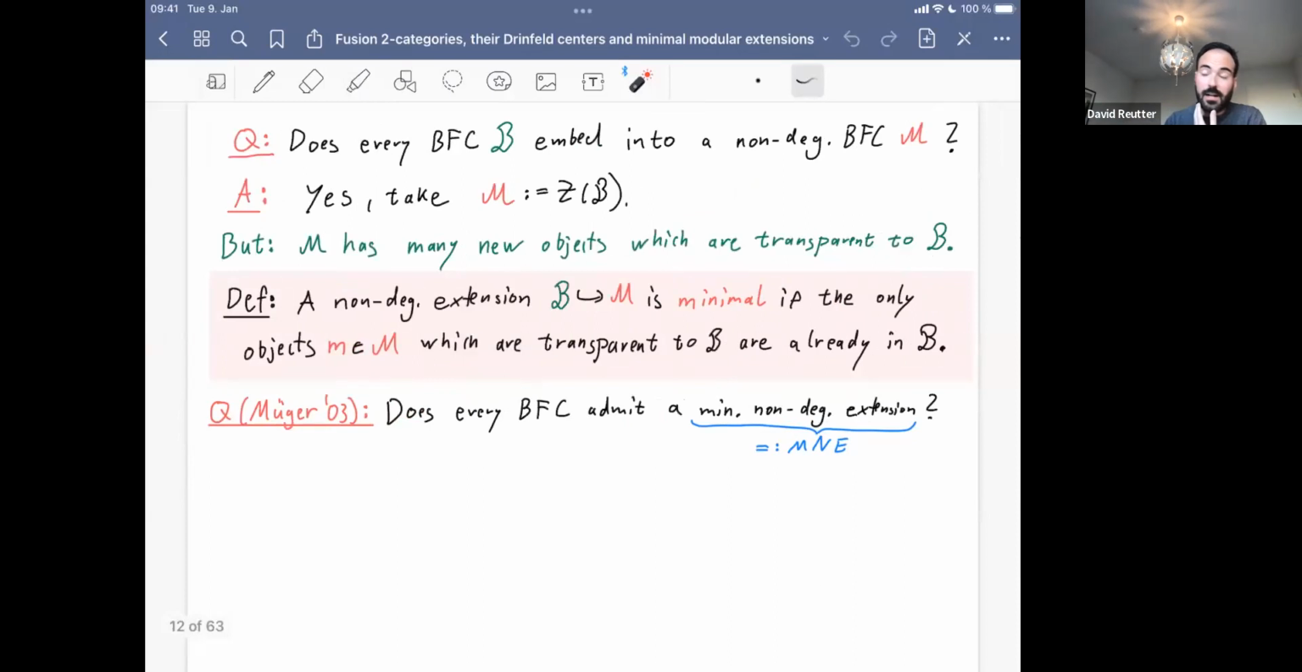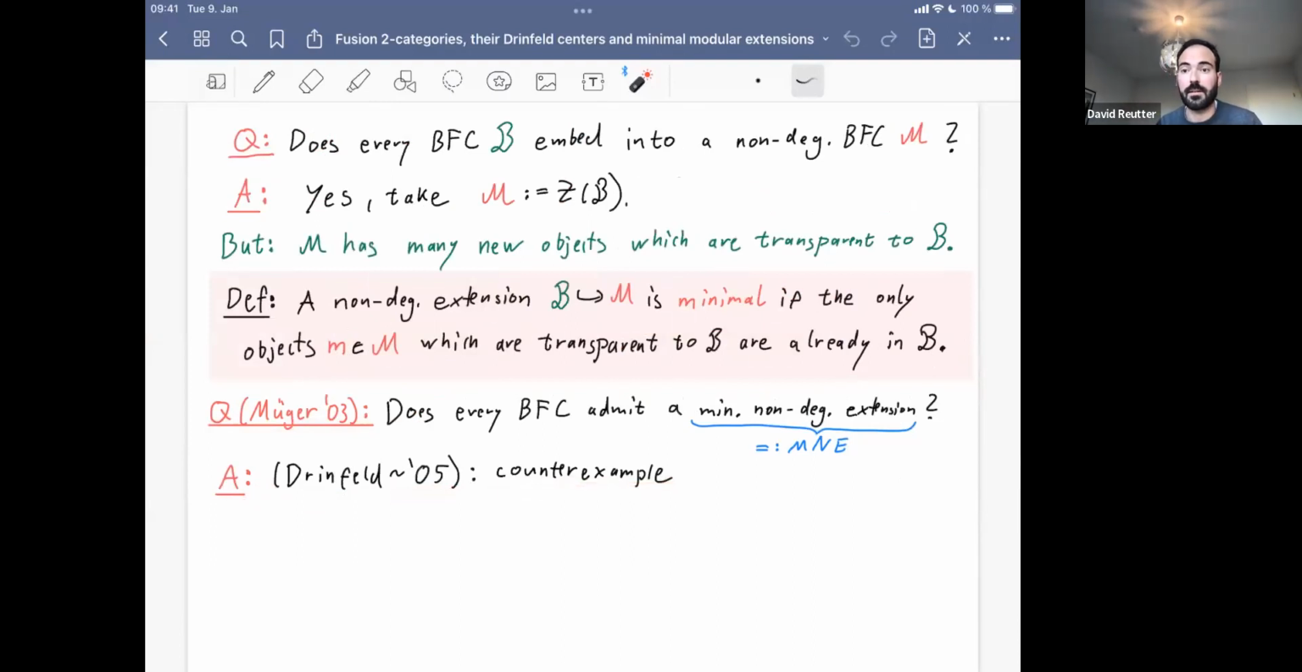And so again, you could ask this question, does every braided fusion category admit one of these extensions? Does it sort of embed in a non-degenerate braided fusion category in one of these minimal ways? And I think this was originally asked by Michael Müger in 2003. And the answer, which sort of came shortly thereafter, and I think was never published, but has now appeared in various papers by Drinfeld, was no, that's not true.